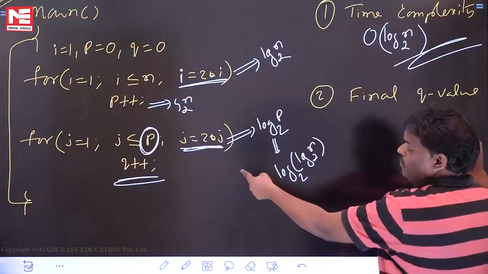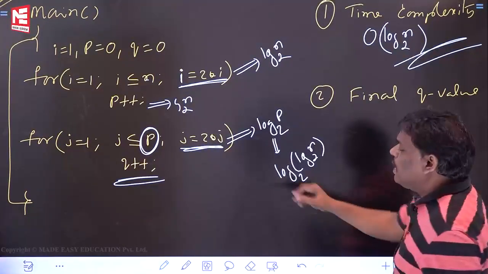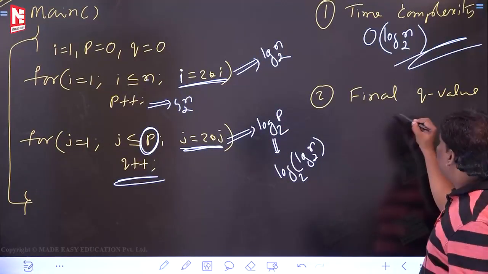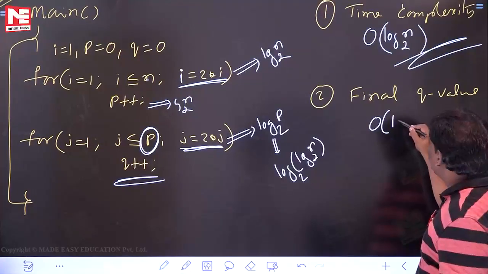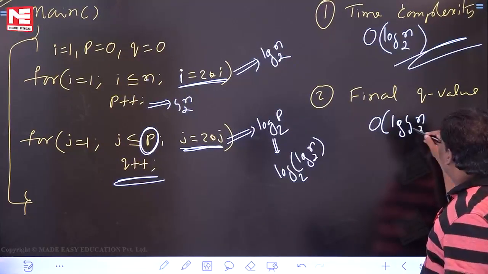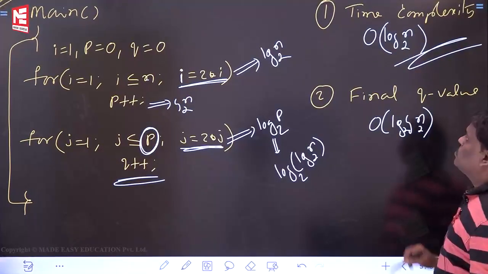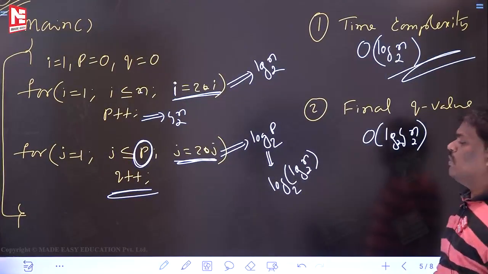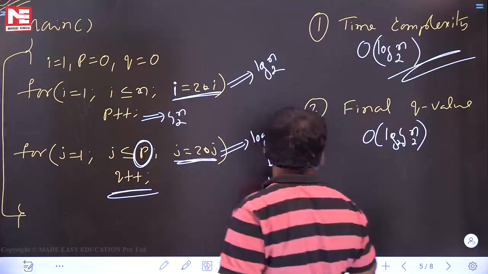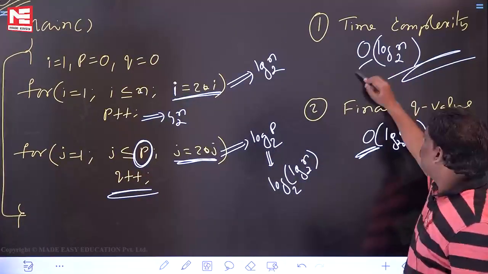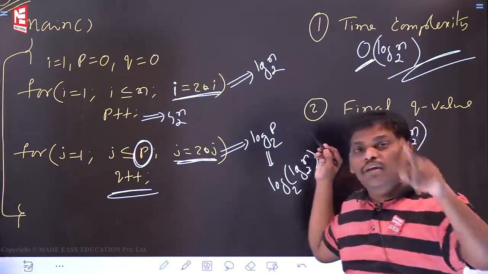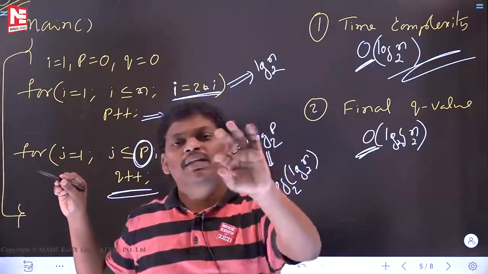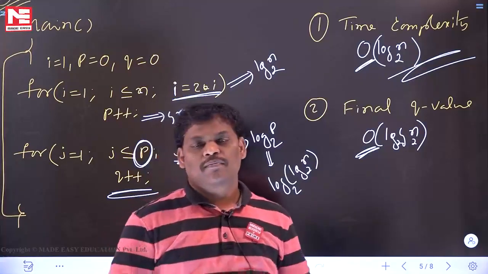Final q value. What is the answer? I think when our j loop is going on, every time q is incremented. So the final q value is going to be, what is the answer? Log n base 2. So the time complexity is log n base 2, and the q value is going to be log n base 2. Minus 1 plus 1, don't bother. That is the meaning of this big O. If big O is not there, everything should be clearly there. In the options, big O is there. What is the meaning? Minus 1 plus 1, don't think about it.